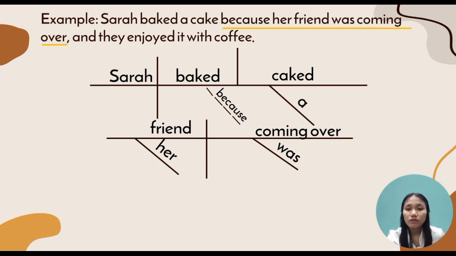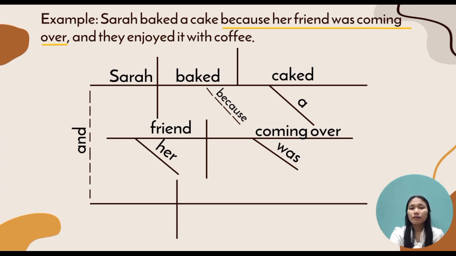So again, "and they enjoyed it with coffee." It is also one of our independent clauses because it can stand alone and it conveys a complete thought. So "and," our coordinating conjunction, should be written using a broken line again, and they is the subject, enjoyed is our verb, and coffee is our direct object because it is the receiver of the action that is done by our subject, Sarah and her friend.